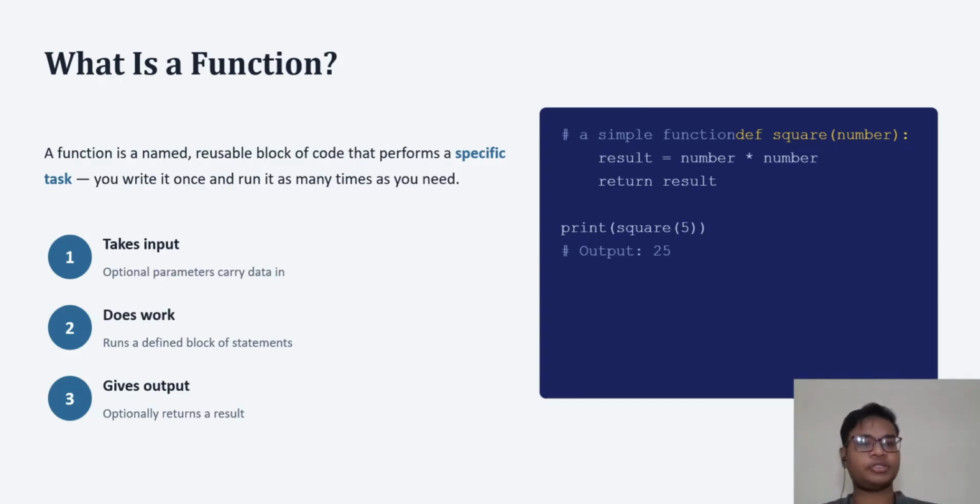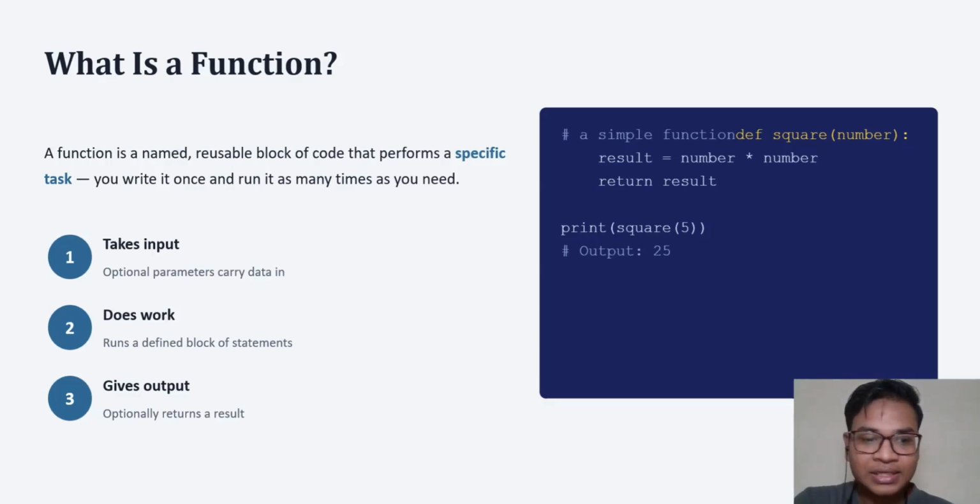First, a function takes input, which is optional parameters that carry data in. Second, it does work, which means it runs a defined block of statements. Third, it gives output, optionally returning a result. So these are the main takeaways.